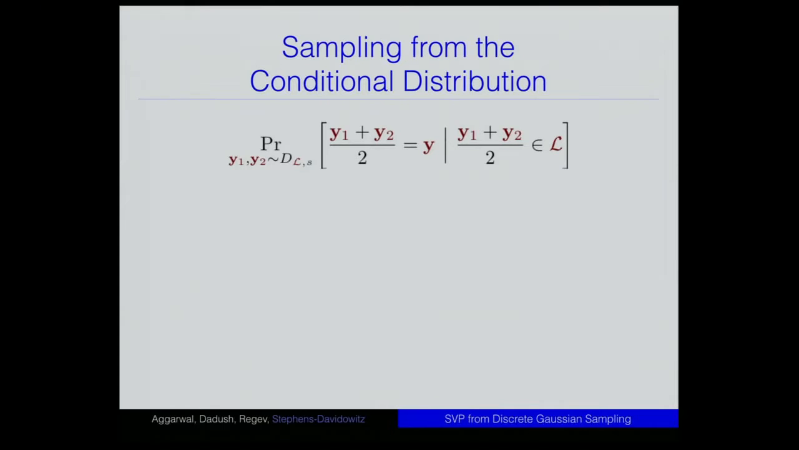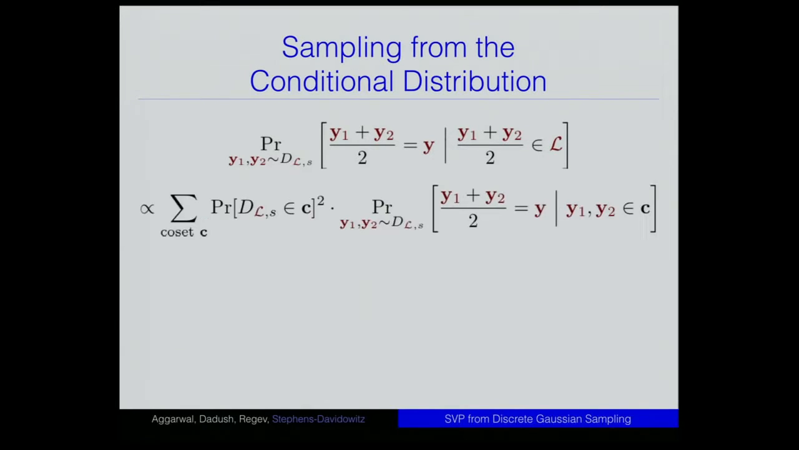So this lands in the lattice exactly when they're in the same coset, mod 2L. So the probability that y1 is in a given coset is going to be proportional to the weight of the coset squared. It's essentially a collision. So this is going to be the sum over cosets of the probability that a discrete Gaussian vector lands in the coset squared times the discrete Gaussian over the coset. But the important thing to note is that the weight of the cosets is squared here. So this suggests an algorithm, and this is almost exactly what we do.